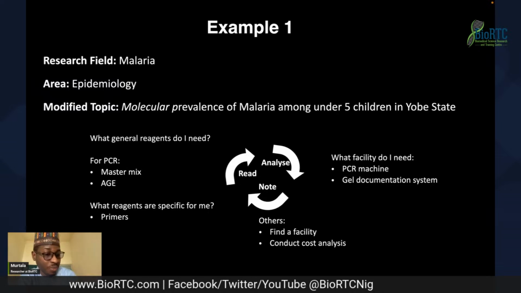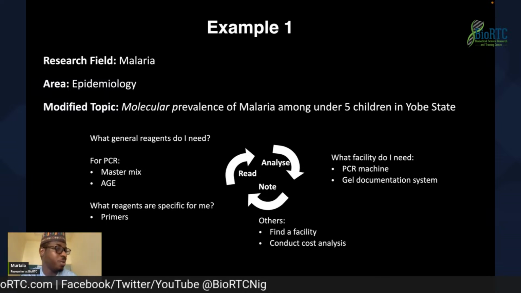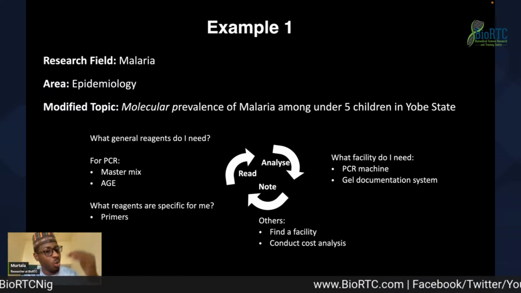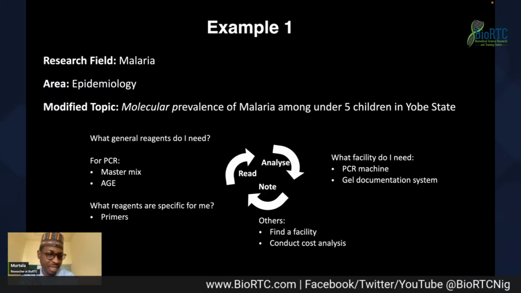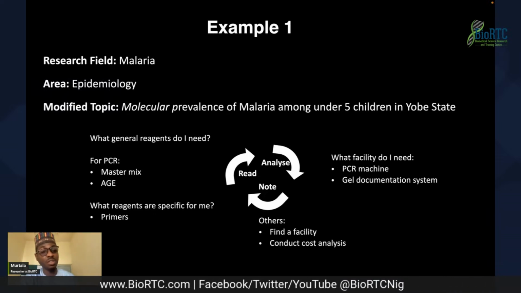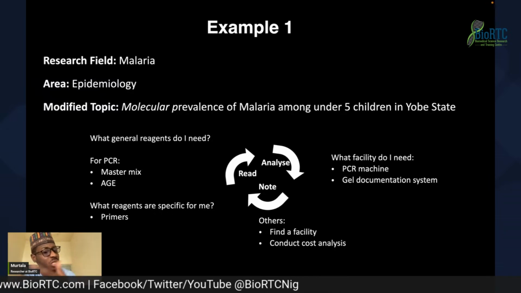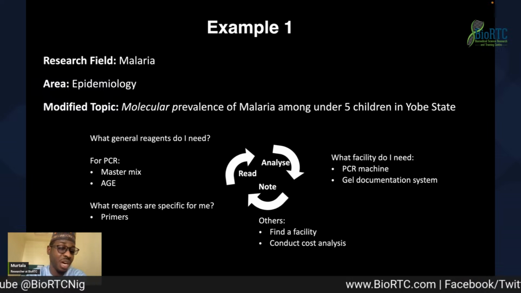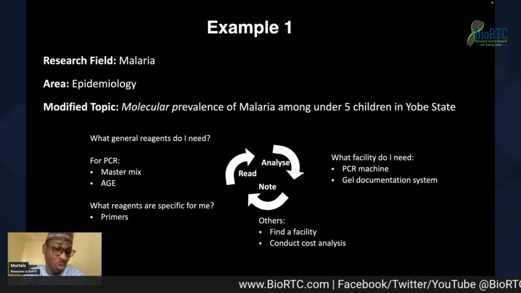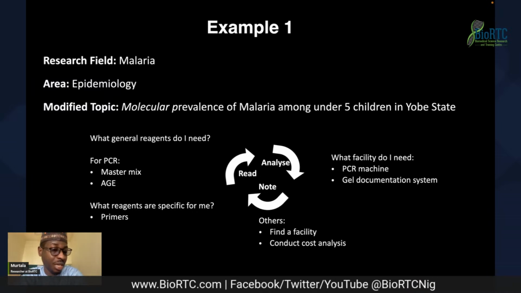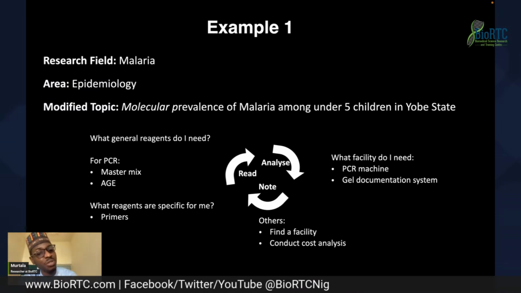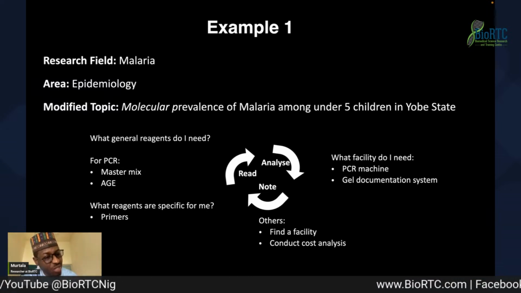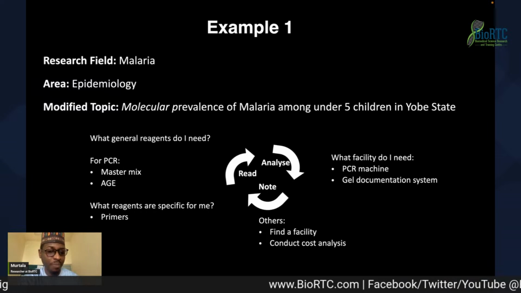So now you are at a stage where you start asking yourself, what kind of reagents do I need, for example? You need to list all the reagents you need. I need a PCR master mix. I need agarose electrophoresis. I need a DNA extraction kit or DNA extraction method, and the reagents for DNA extraction. Sometimes malaria can be diagnosed from whole blood, but this is for those working in the area. What I'm trying to say is, at this stage, you start narrowing down to the actual reagents you need for your research.